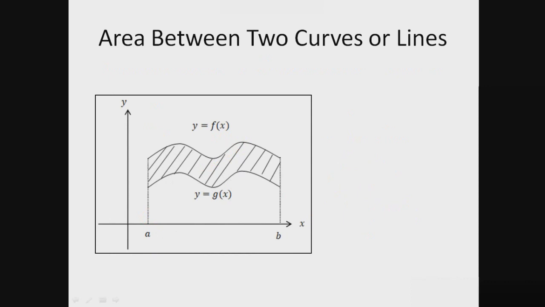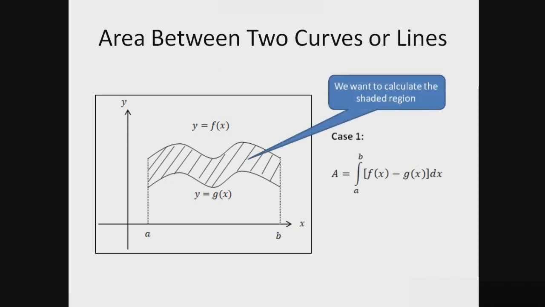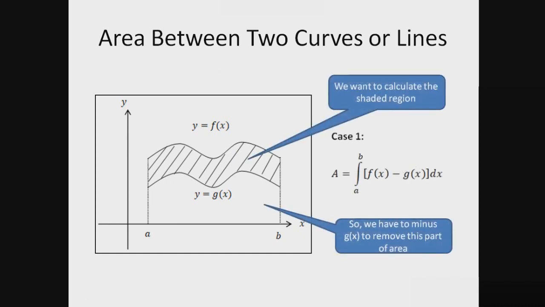How do we find the area between two curves or lines? Let's say for this graph, we have two curves, which are y equals f(x) and y equals g(x). Basically, we want to calculate the shaded region here, and then we have to subtract g(x) so that we can remove this part of the area. So the formula given will be A equals the integral from a up to b of f(x) minus g(x) dx.